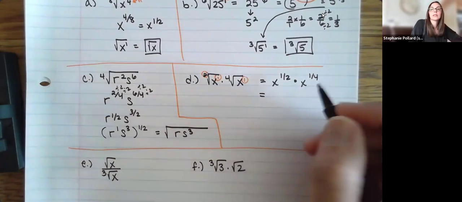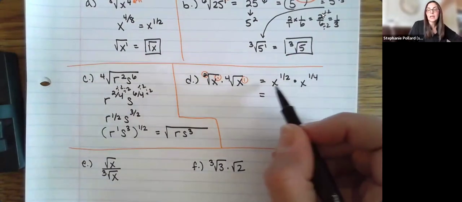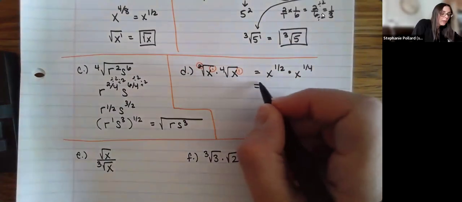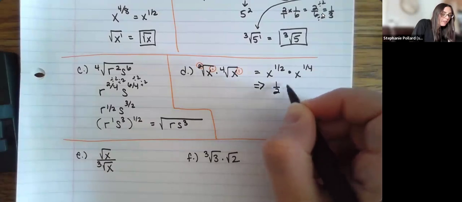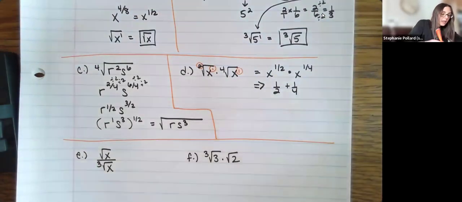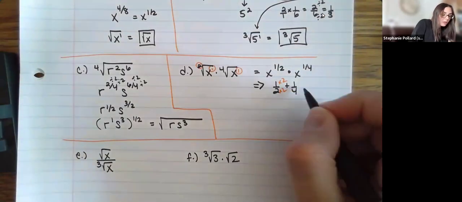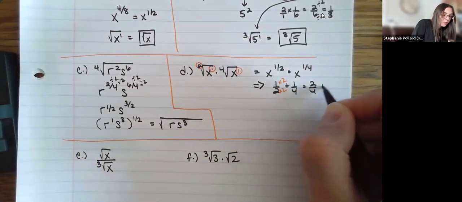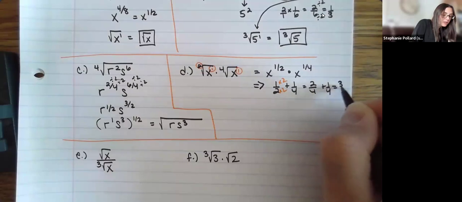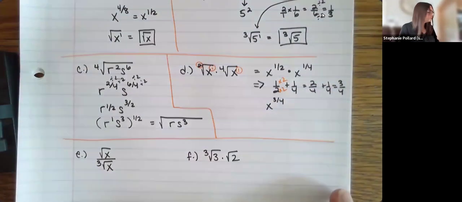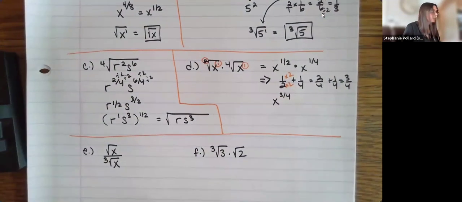Now think about your rules here. We do have the same base. So when I'm multiplying with the same base, I can add those exponents. You may want to do that off to the side, 1/2 plus 1/4. I do need common denominators. So I could use 2/4 plus 1/4, and I get 3/4. So this becomes x to the 3/4 instead when I go ahead and add those together.